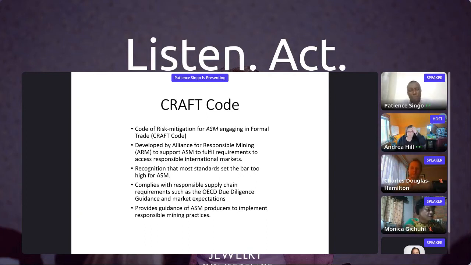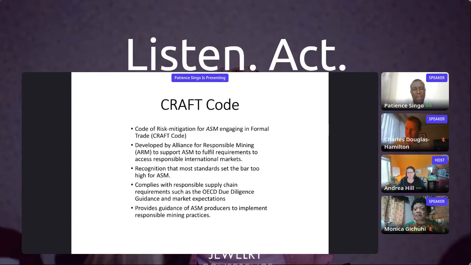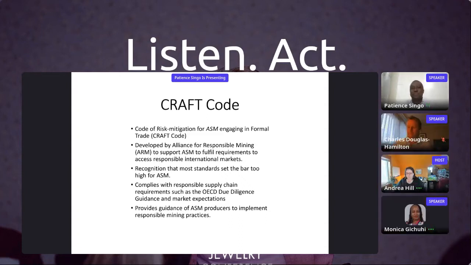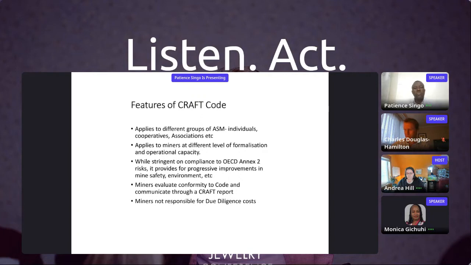It actually complies with responsible supply chain requirements, such as the OECD due diligence guidance, as well as market expectations. So it really does have great compliance and pays attention to a lot of the requirements by the market, including the Annex 2 risks of the OECD due diligence guidance. And as well, it provides guidance to the ASM producers to be able to implement responsible mining practices. So it does have a balance between market expectations and what the ASM producer needs to do in order to improve practices as well as comply with market expectations.